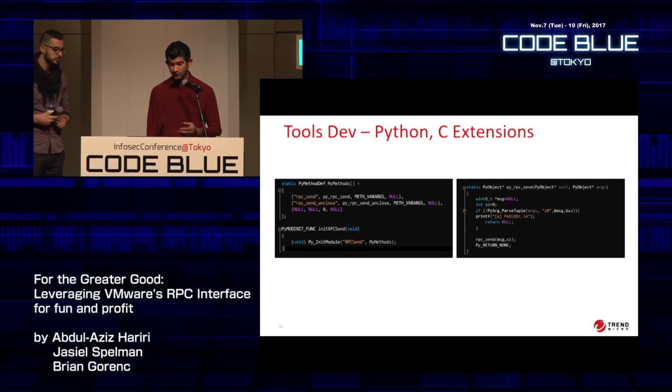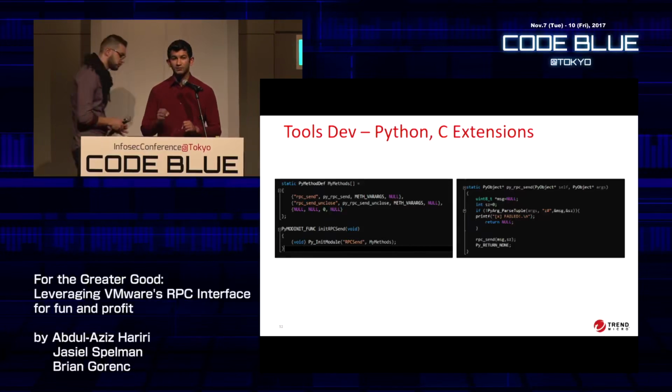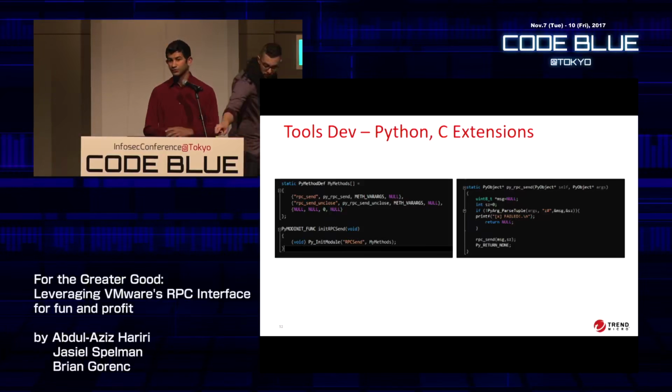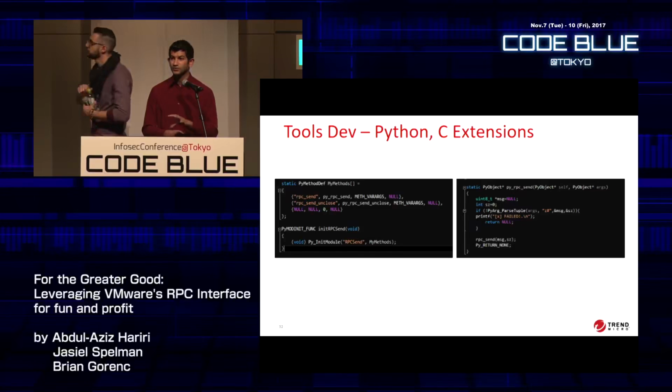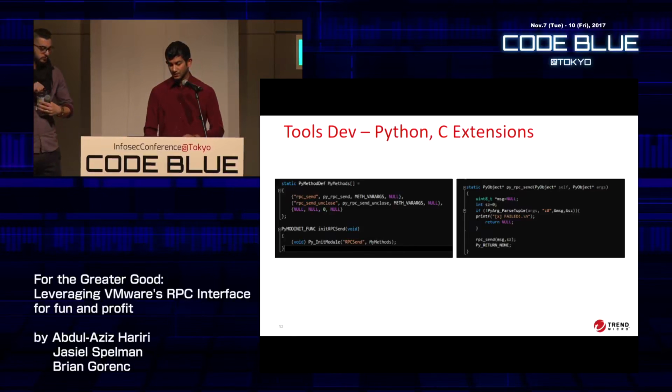On the right side, you can see what that code ends up looking like. It's fairly straightforward. You call PyArg_ParseTuple. It takes a Python object, a buffer or a string or anything of that type, and it'll return a pointer to the raw buffer as well as the size. Then we just call RPCSend with those two arguments and return.